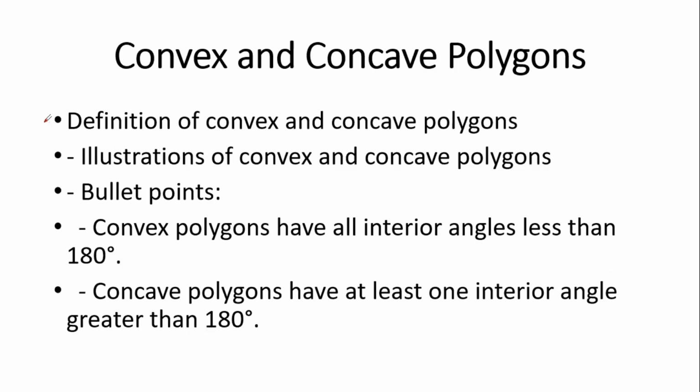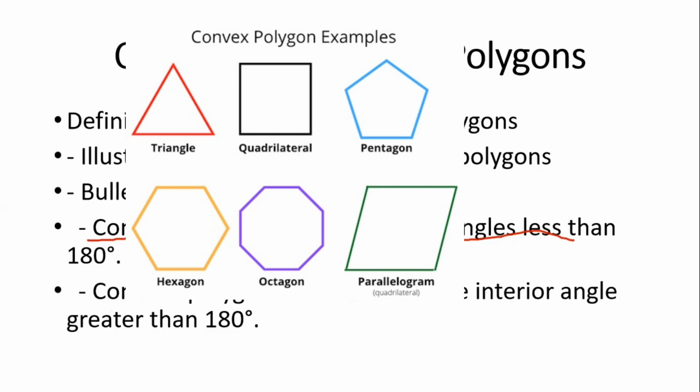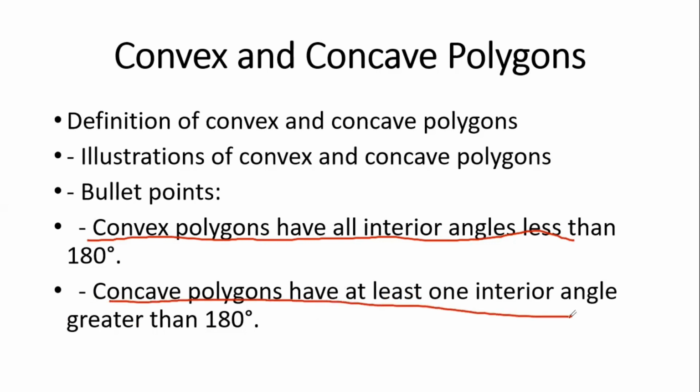Okay. Then there is yet another form of polygon. There are some polygons that when we draw them, we find out that the interior angles of such polygons are simply what? Less than 180 degrees. That's when we call it a convex polygon. A convex polygon has all its interior angles less than 180 degrees. Then a concave polygon is a polygon that has at least one interior angle to be more than 180 degrees.